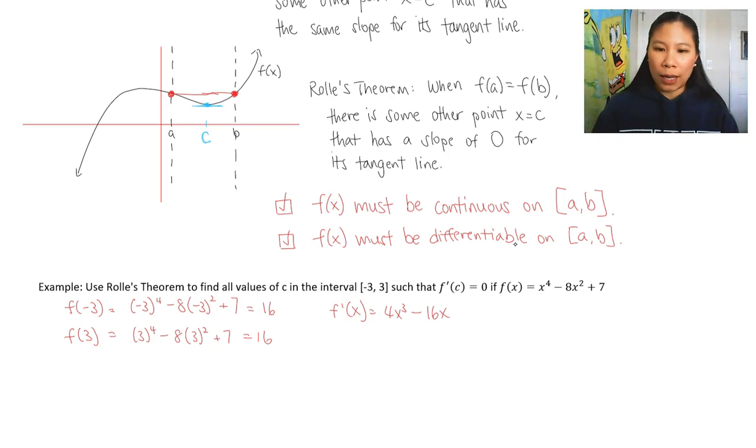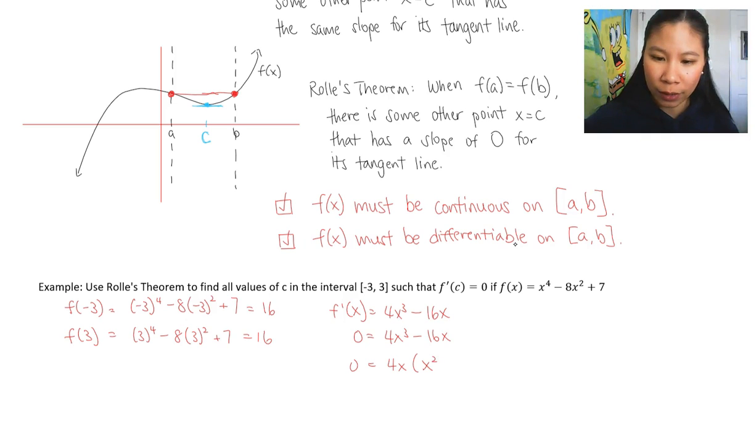Okay, then from there, we're looking for all the x values where this derivative equals 0. So I'm going to set my derivative equal to 0 and then solve for x. Once I solve for x, that'll give me the values of c. I'm going to solve for x here by factoring. So I can factor out a 4x, and that'll leave me with x squared minus 4. And I can factor that even more with x plus 2 and x minus 2.